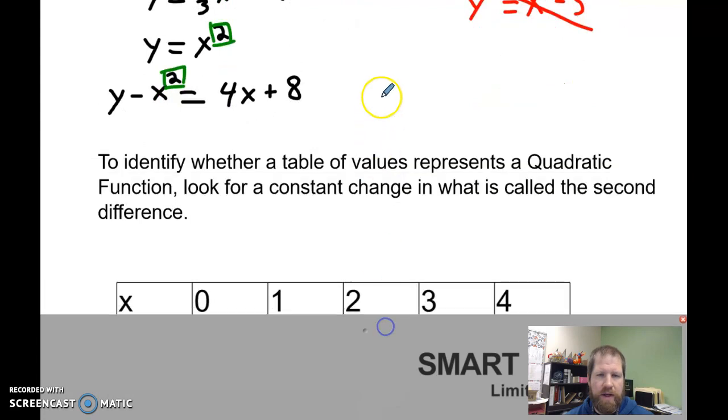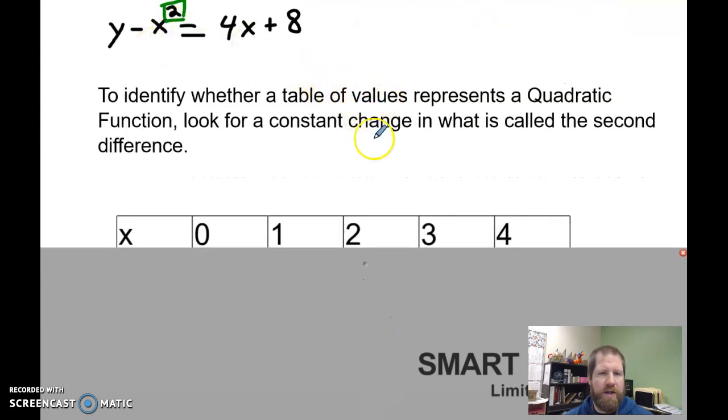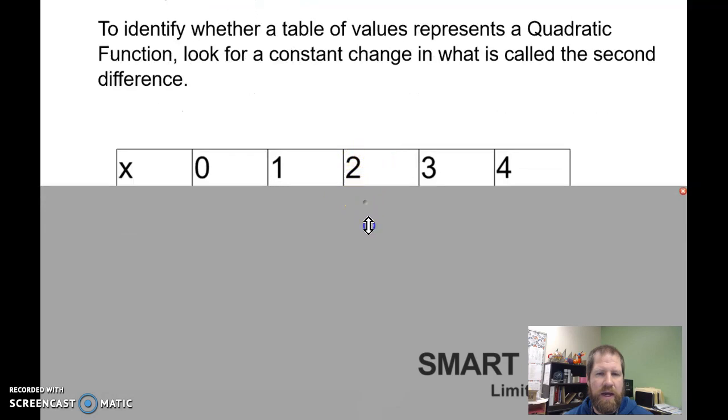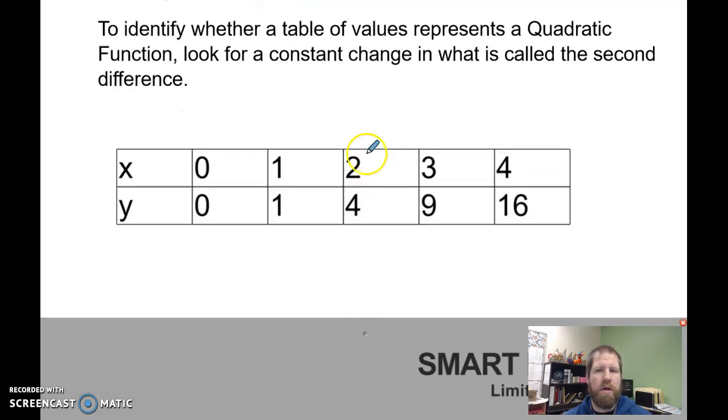All right, so now if instead of an equation, we're looking at a table, we're going to be looking for something called the second difference. Okay, second difference.